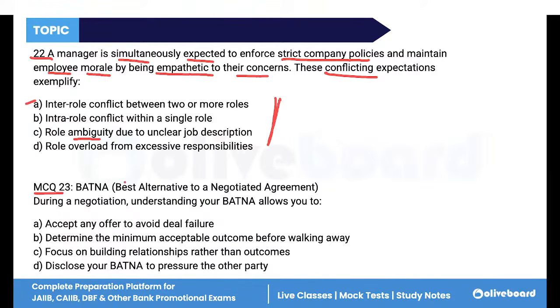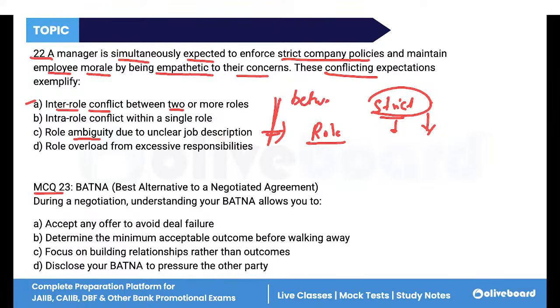Role ambiguity? Role ambiguity means what? When your role is not clearly defined. So it's not role ambiguity, it's inter-role conflict between two or more roles. At the same time you are asked to follow strict company policies. If you are following strict company policies, then the employees' morale will always be low when you are applying strict policies in the company. So it is inter-role conflict. There is conflict between your roles.